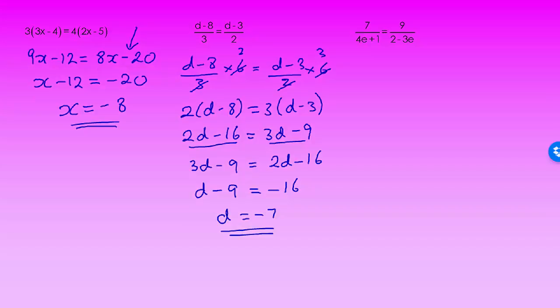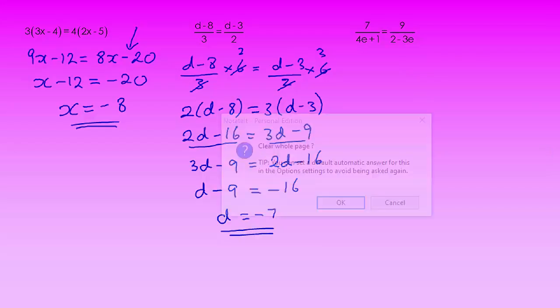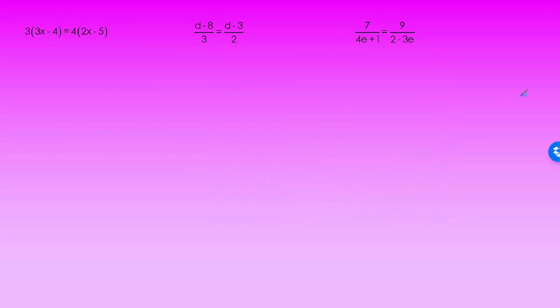Now this one really is quite a difficult one. In fact, what I'm going to do is I'm just going to clear all the other writing so I've got more space for this one. So I've got 7 over 4e plus 1 is 9 over 2 minus 3e. Now, of course, the problem is the denominator. We can get rid of that in one go here.